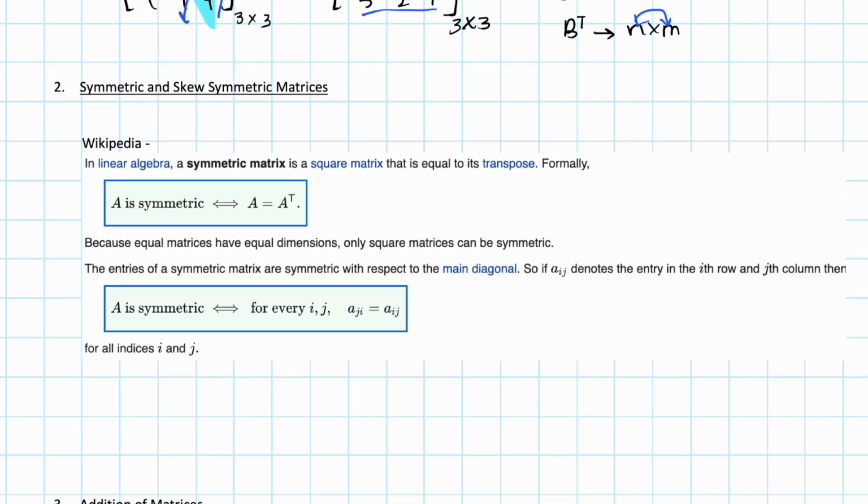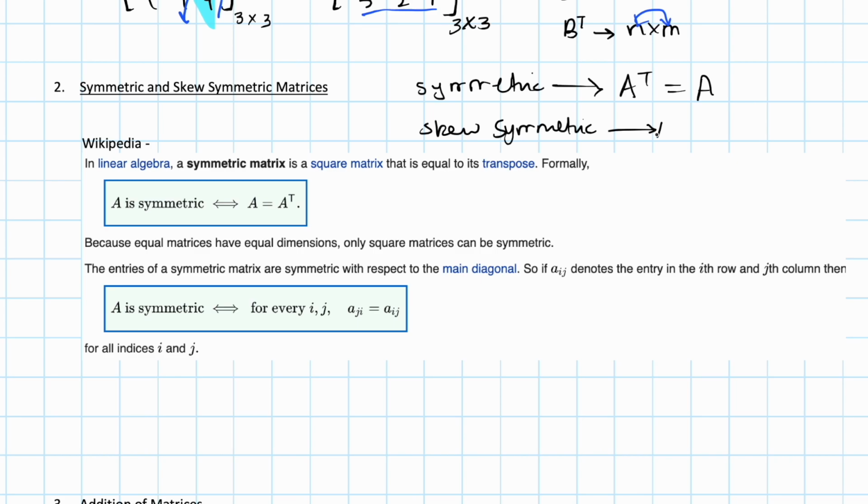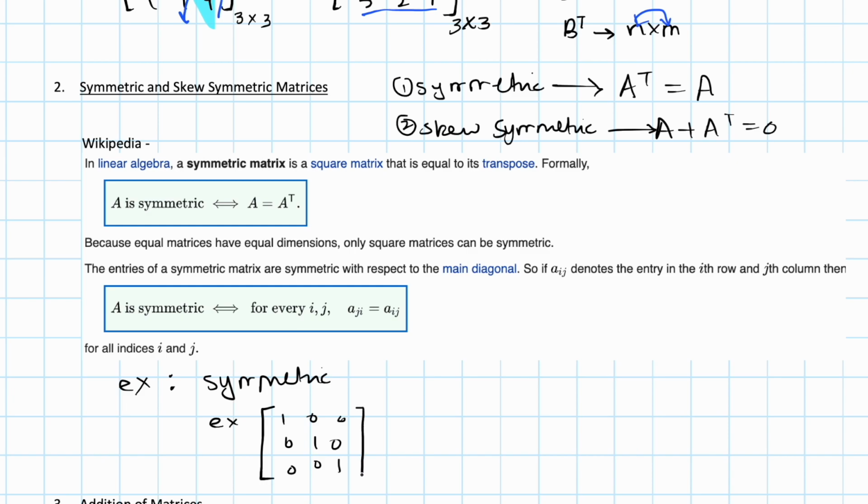Now let us talk about some special matrices, namely symmetric and skew symmetric matrices. So what is a symmetric matrix? A symmetric matrix is just A transpose equals A, and a skew symmetric matrix is just A plus A transpose equals 0. Now let us take some examples. Example of a symmetric matrix: 1 0 0, 0 1 0, 0 0 1. Now clearly, if you transpose this matrix, say let me call this I for the identity matrix, then I transpose will clearly be equal to I.